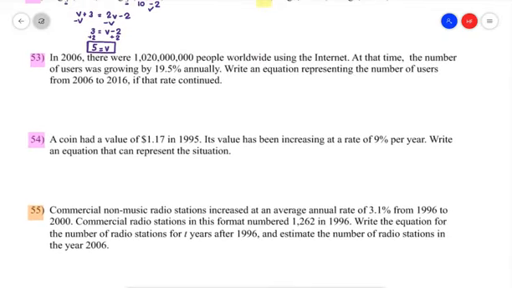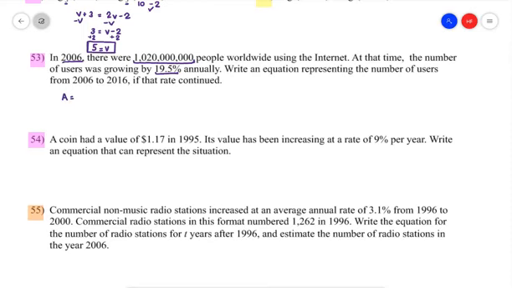On the next section here, we've got some word problems. So in 2006, there were 1,020,000,000 people worldwide using the internet. At that time, the number of users was growing by 19.5% annually. Write an equation representing the number of users from 2006 to 2016 if that rate continued. So we've got, in 2006, this large number of people using the internet, and it was growing by 19.5%.